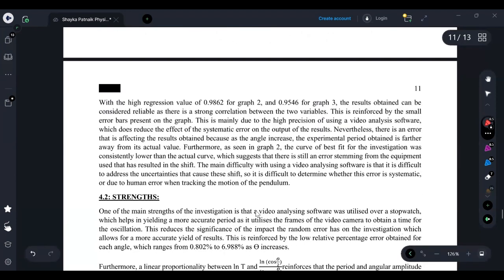In my conclusion, I also talked about the errors. You don't have to go into too much detail, but I would definitely recommend talking about your regression values and error bars, and why these small errors or big errors are created. What does it mean for your results? Does this mean your results are really reliable? And why do you think these errors came to be? In every investigation, there's always going to be some sort of errors, so you need to identify them and talk about them a little bit.